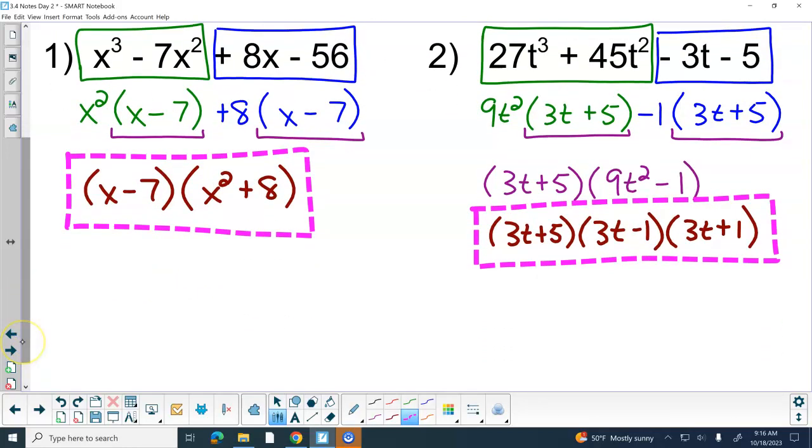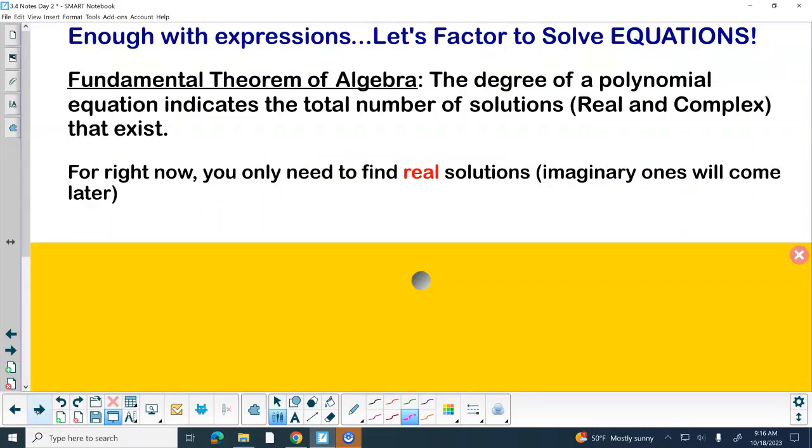Questions on any of that? Awesome. Alright, let's shift gears now. Where we are going with this factoring stuff is I want us to get to this. Okay? We're done factoring, I shouldn't say we're done factoring, but we're done factoring just to factor. Okay? We really want to factor in order to solve. Okay? That's what we want to do.